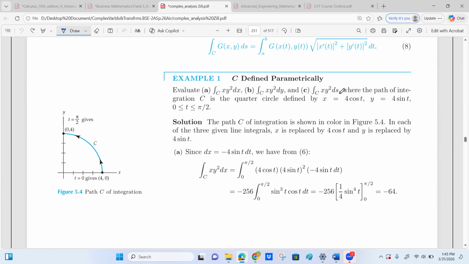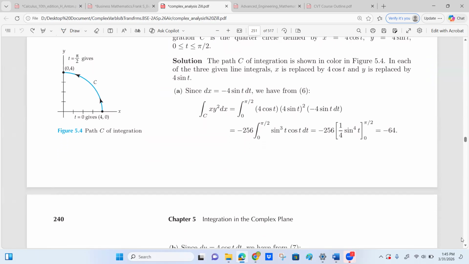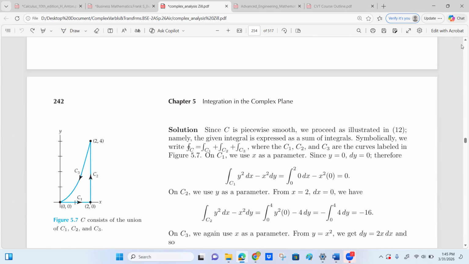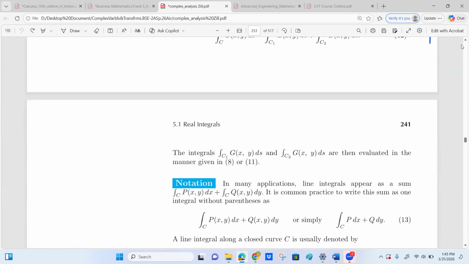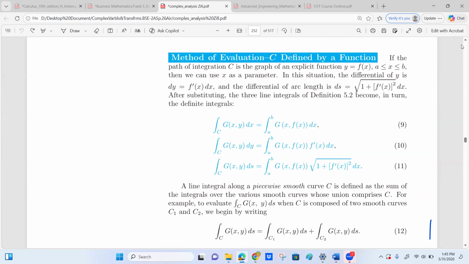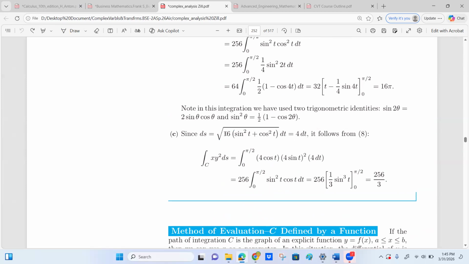Okay, then we will find the values by putting the values of x is 4 cos t and y is 4 sin t, and the ds value is also put here. So notice here, student, the ds value is the square root of 16 into (sin square t plus cos square t) into dt, after simplification.